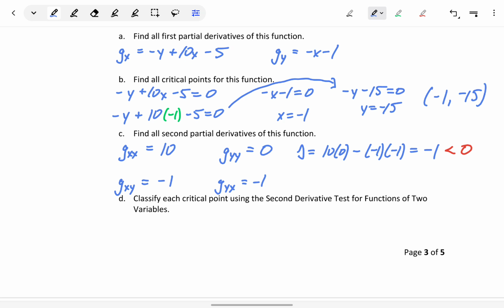Since our value for d is less than 0, then we know that this function has a saddle point, so neither a maximum nor a minimum, at negative 1, negative 15.